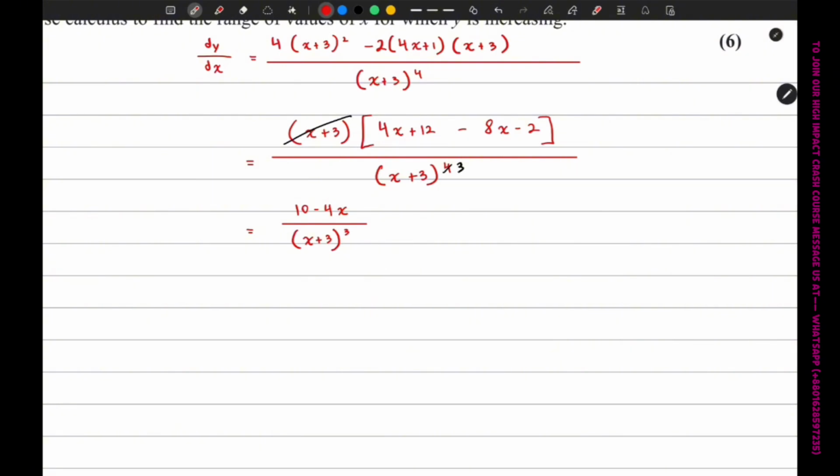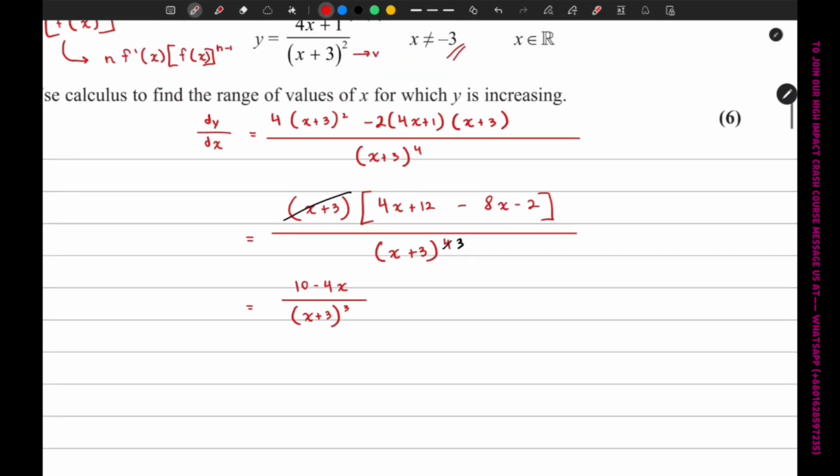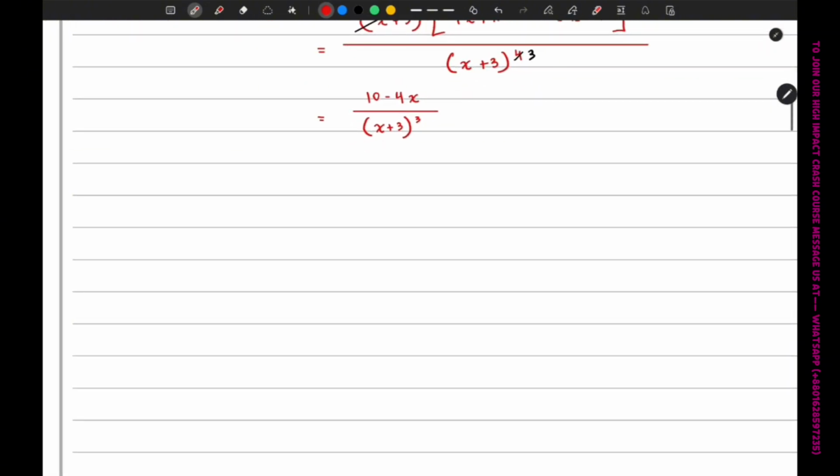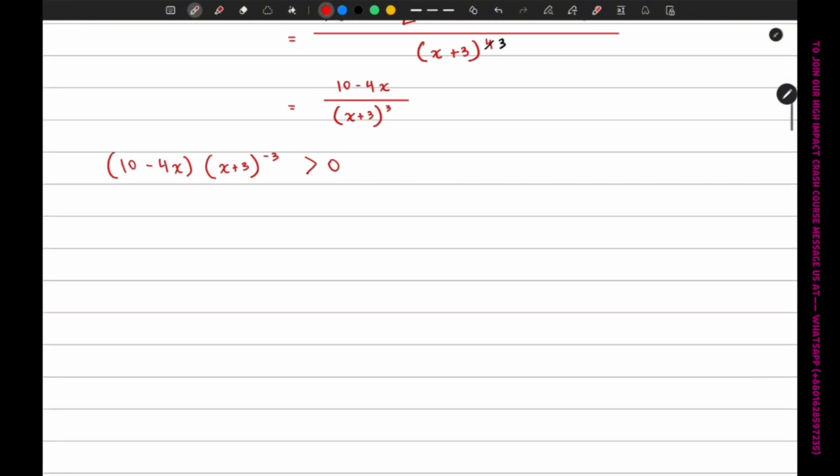So that is it for this one. Now we just need to find the range of values of x, which means dy over dx is greater than 0. So we can write this equation as 10 minus 4x times x plus 3 to the power negative 3 is greater than 0, because we know that dy over dx is greater than 0, since this is an increasing function.